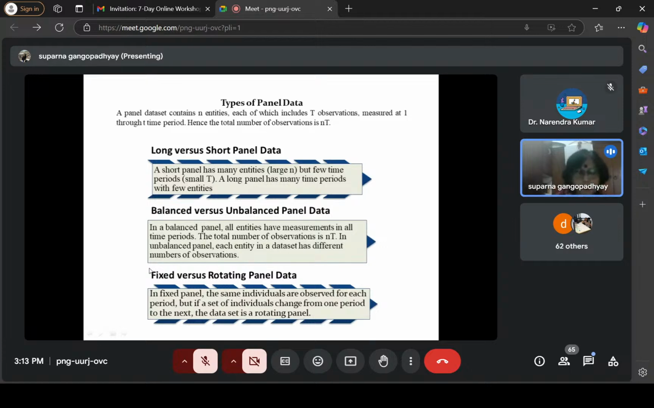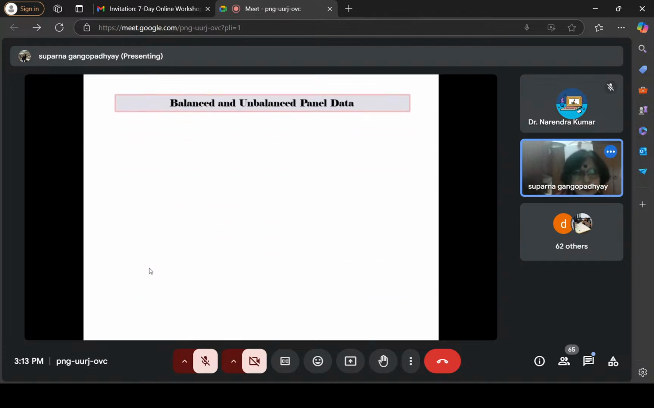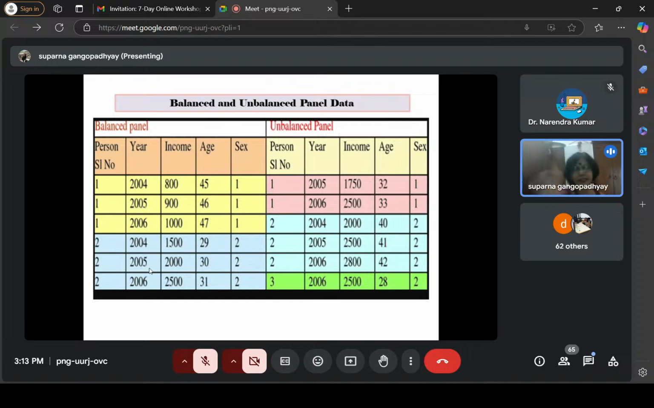What is balanced and unbalanced data? See the slides first. In balanced data, there is no missing observation. Just consider person 1, I am giving ID 1, 1, 1, then person 2, 2, 2, 2. This can be longer. I am citing this as an example. The years are 2004, 2005, 2006. Again, 2004, 2005, 2006.